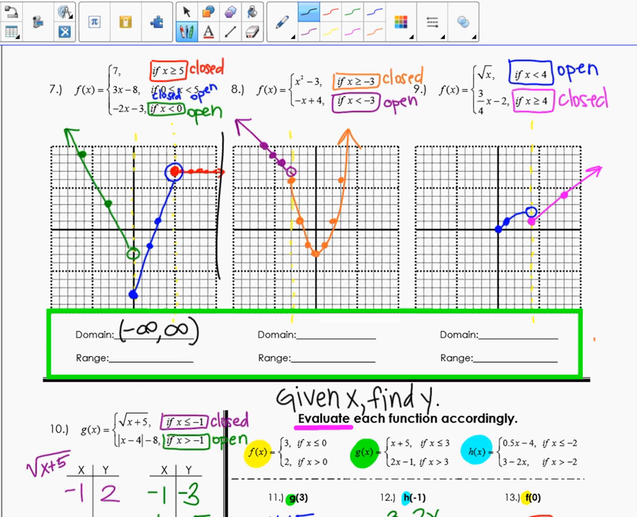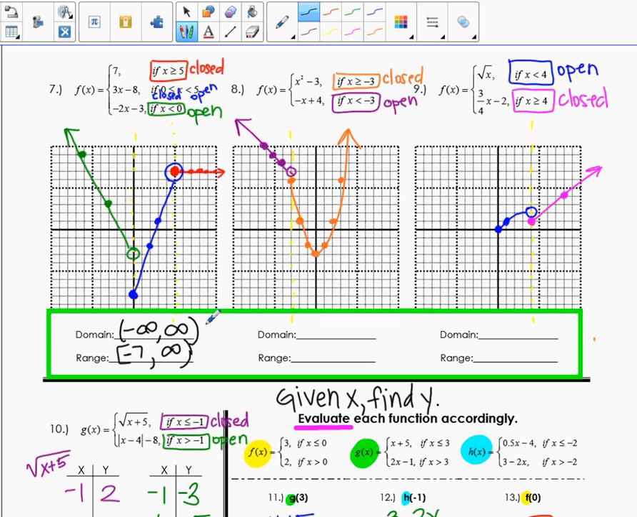Now, for your range, if you go from bottom to top, these graphs don't start until you hit the y value of negative 7. That's going to be a bracket. And then that graph, we have a y value, we have a y value, we have a y value. They're all covered. And because this green one will go up towards forever, your range will go to infinity.